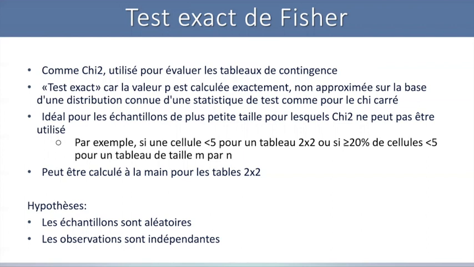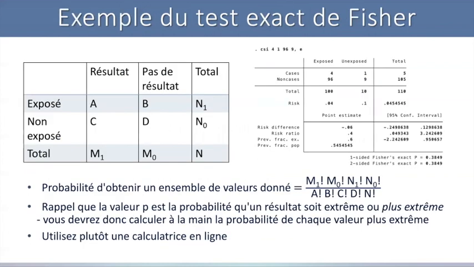Remember that we cannot use the chi-squared test if 20% or more of the boxes had a value less than 5, or if any of the boxes in a 2 by 2 table had a value less than 5. When this occurs, you can use Fisher's exact test instead. This test assumes that the samples are random and that observations, the individual patients in the study in most of our cases, are independent. So I'm presenting here how you calculate Fisher's exact test by hand.